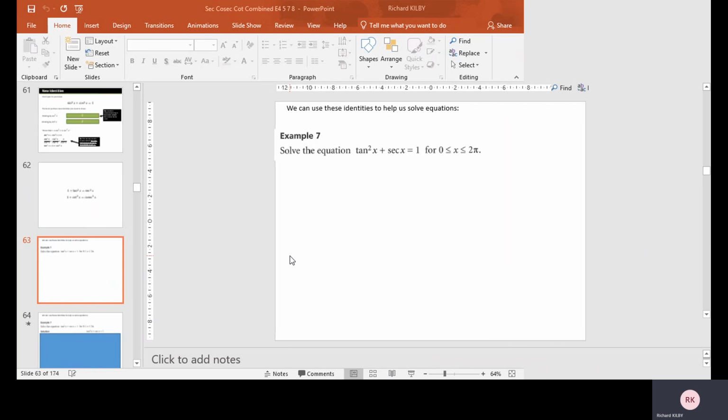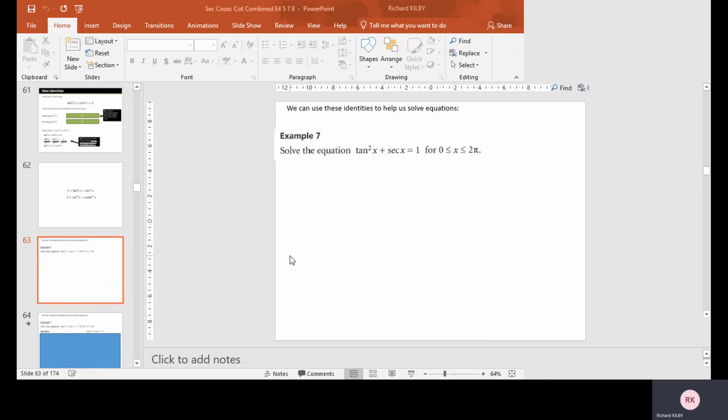Just to make sure you're starting off in the right direction, the first thing you need to do with this, look, we've got tan squared and we've got sec. As we get more used to these, we will be looking for this sort of thing. We've got a tan squared here, and this is related to sec squared. So if we rearrange that, tan squared is sec squared take 1, we can write this as sec squared x take 1 plus sec x equals 1, and then you're going to be able to rearrange that to a quadratic equaling 0.